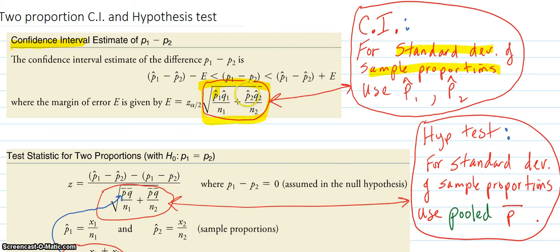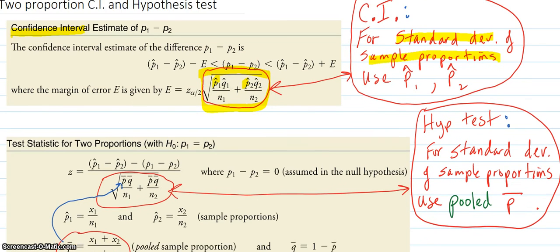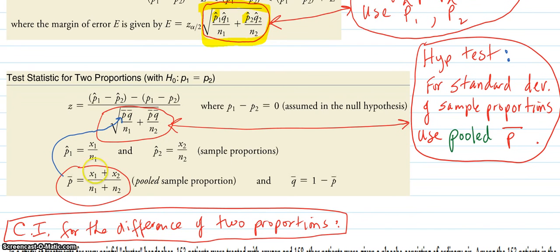p-hat sample proportions, whereas in the hypothesis test, we pool together the number of successes in the two samples divided by the total sample size in the denominator to get a pooled proportion that we then stick inside here. Instead of the p-hat, we use the p pooled, and the q pooled, which is 1 minus p pooled, and that's the same. So this is the same as this. We're just dividing by different n's. So that's something to take notice of.